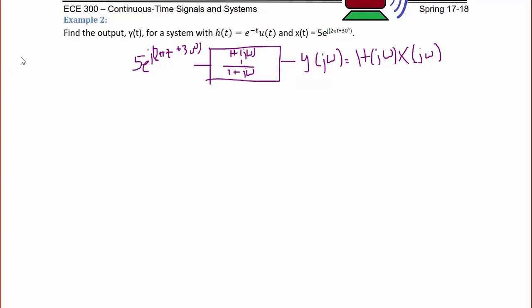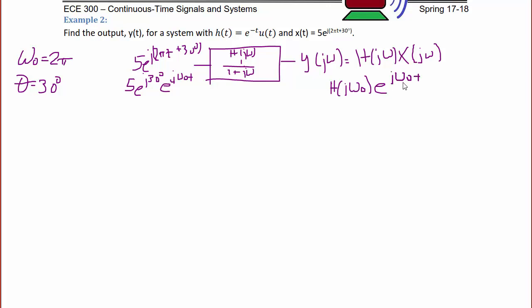So omega naught is equal to 2 pi, and theta is equal to 30 degrees. So I can rewrite my input as 5 e to the j 30 degrees times e to the j omega naught t, thinking about our basic signal that we talked about in a prior lecture. And my output would be h of j omega naught e to the j omega naught t. So I'm going to evaluate my frequency response, h of j omega, at omega naught equal to 2 pi.